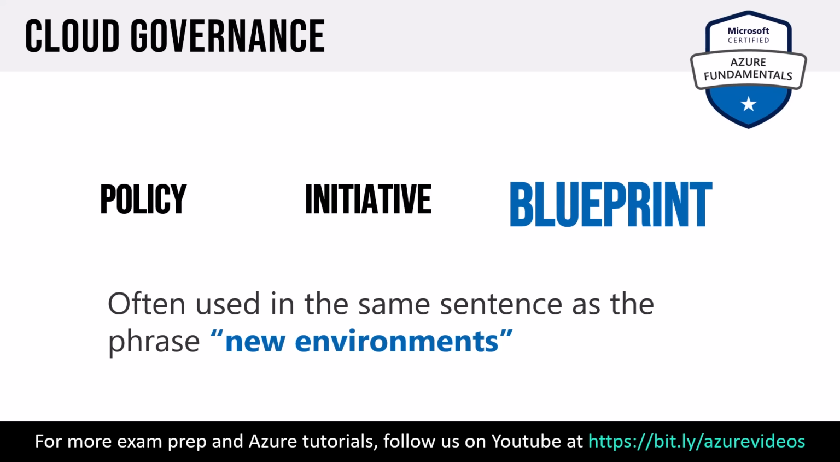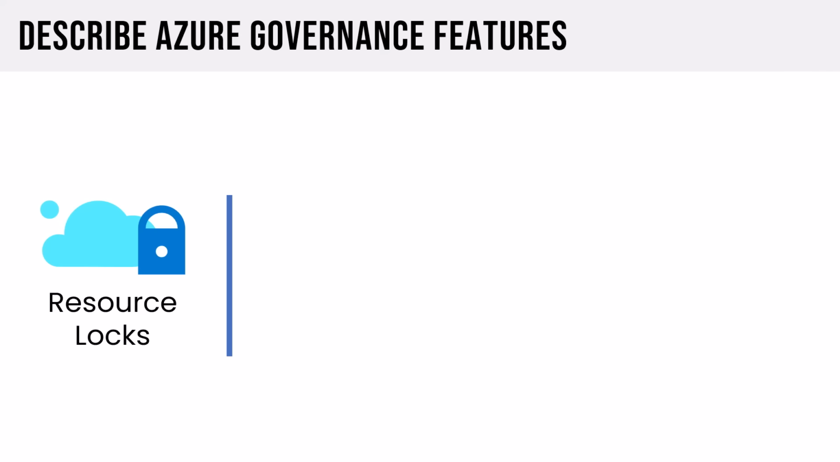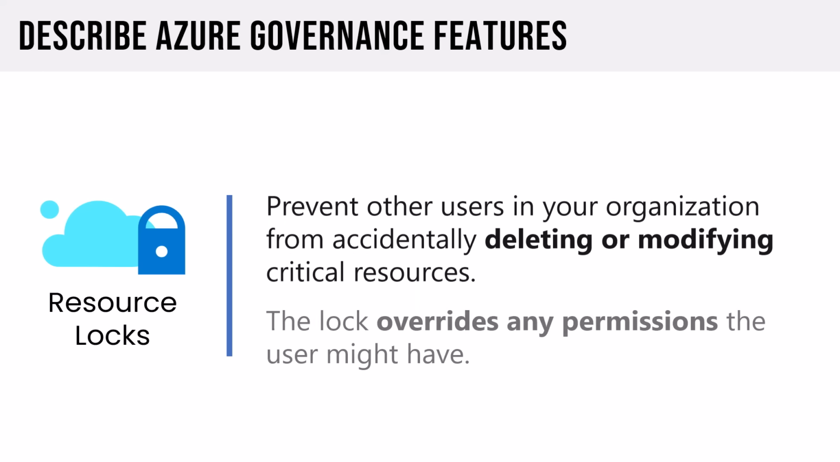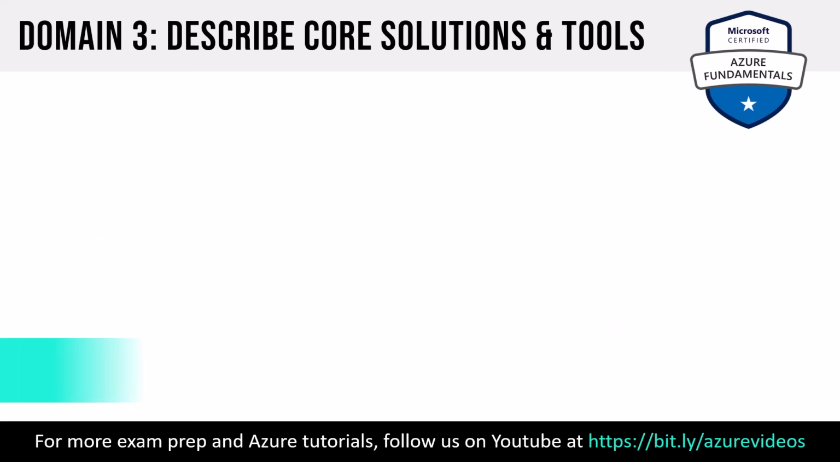For Blueprint, though, look for that phrase new environment in the question. And resource locks prevent other users in your organization from accidentally deleting or modifying critical resources. The lock overrides any permissions the user might have. For example, if we have a critical Azure file share out there, even if an administrator has permission to delete that file share, a lock would prevent them from doing so. It's a great way to prevent accidents in production.